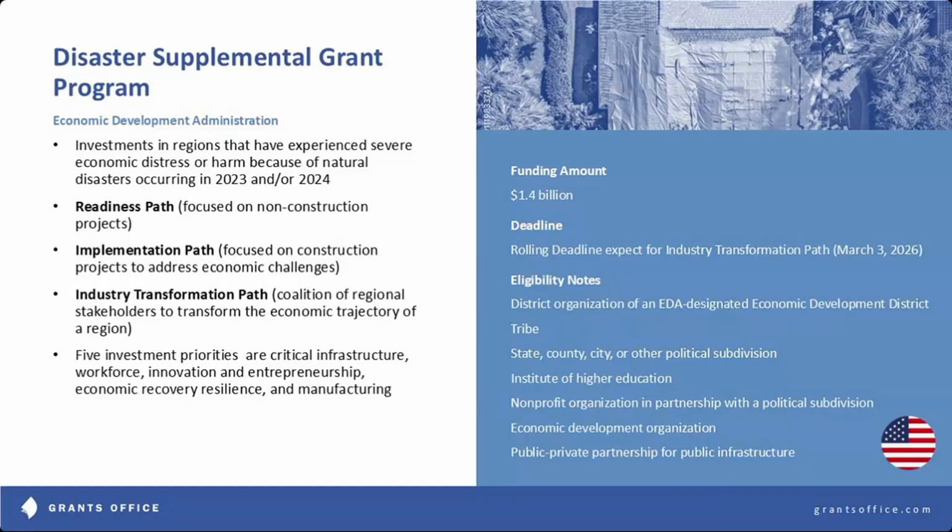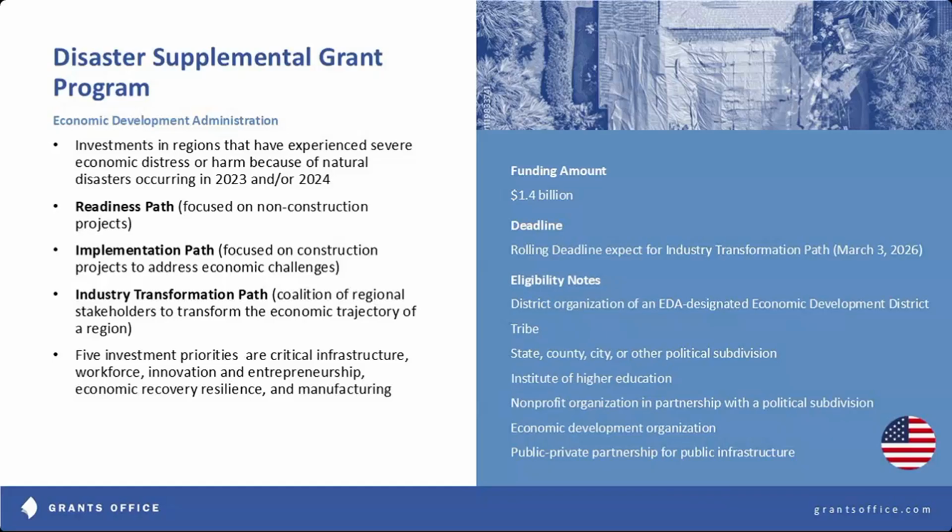And this comes from the Economic Development Administration, and they have 5 investment priorities: critical infrastructure, workforce, innovation and entrepreneurship, economic recovery resiliency, as well as manufacturing. So most projects are going to need to fill these investment priorities. And there's 1.4 billion available in funds. Of the 3, 2 of the 3 have a rolling deadline. So the readiness path and the implementation path can be submitted anytime. The industry transformation path has a March 3rd, 2026 deadline.